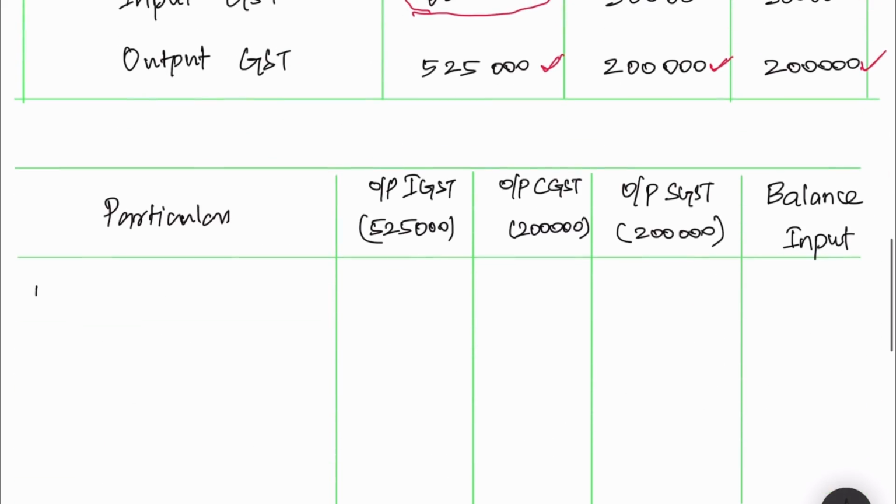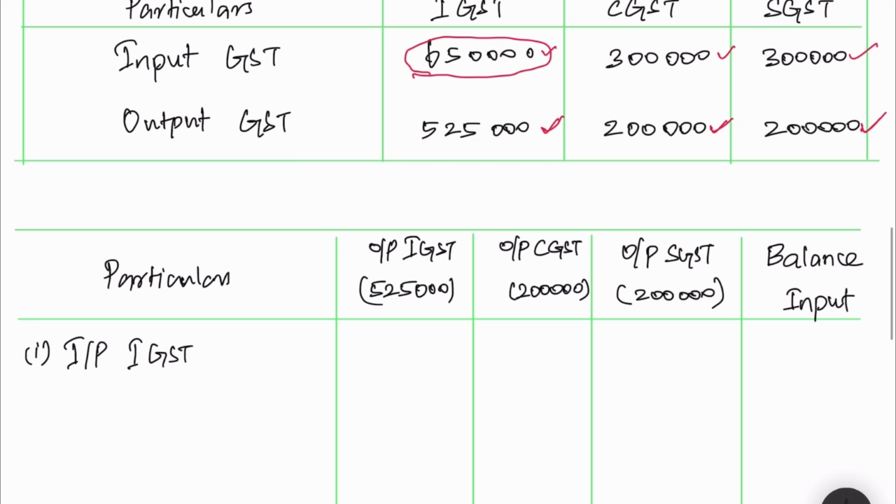The first thing, take input IGST. How much input IGST is there? We have 6,50,000 input IGST, that you write in brackets here, 6,50,000. Now to set off this input IGST, first output IGST has to be utilized, but the thing is that output IGST is not sufficient. You will take it for input IGST.